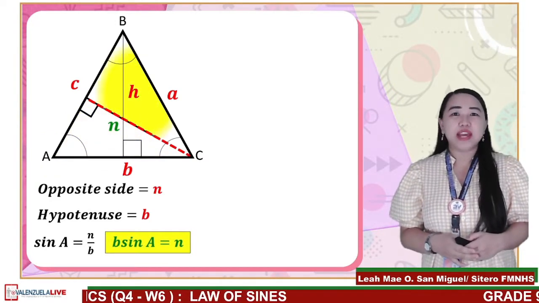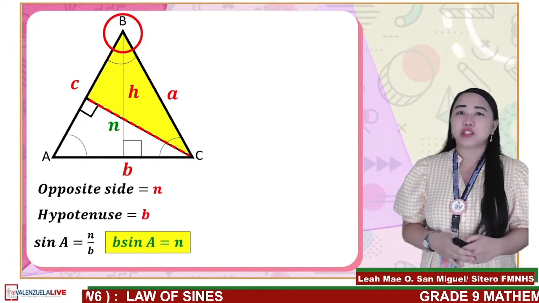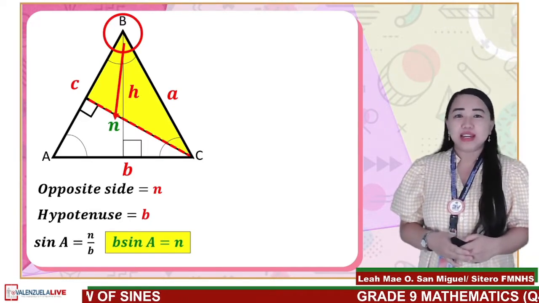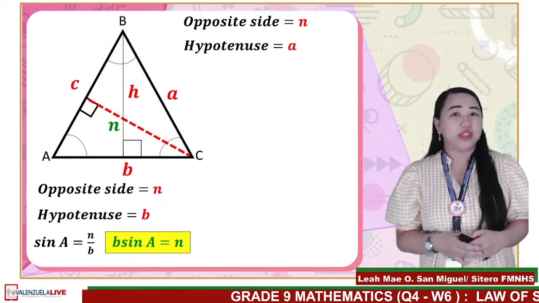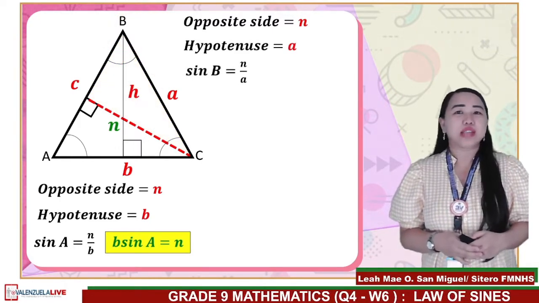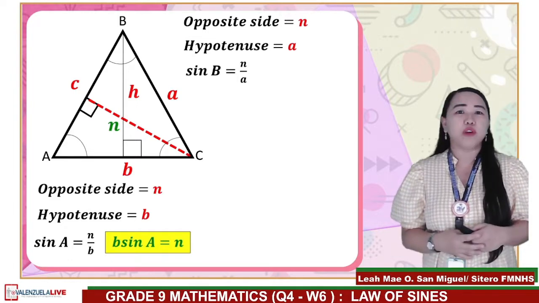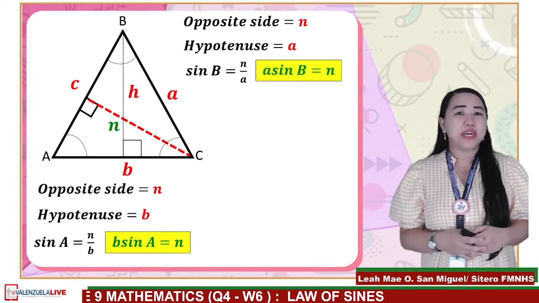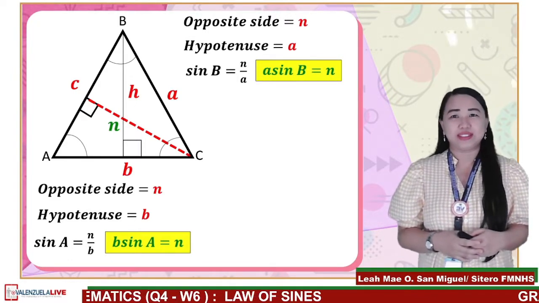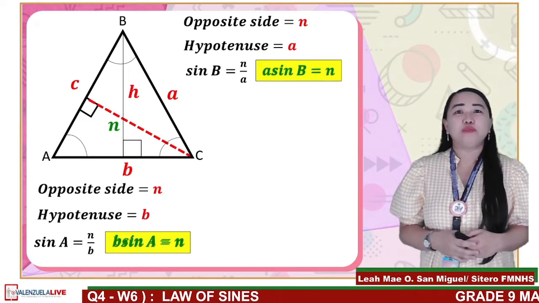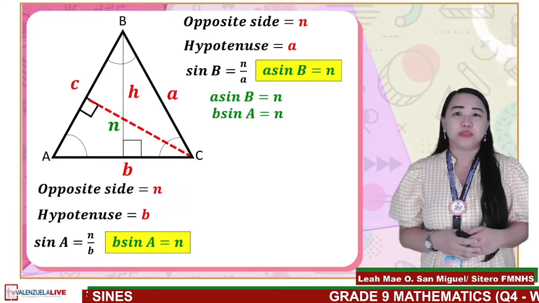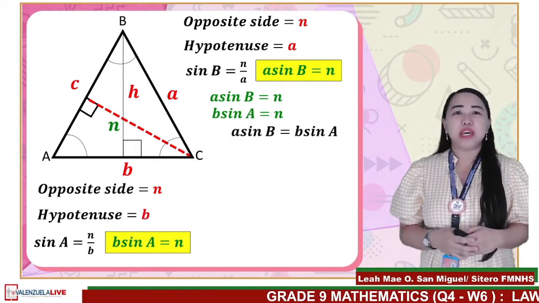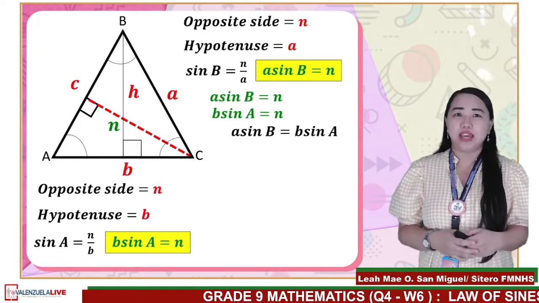And for this triangle, using angle B as the reference angle, N is the opposite side and A is the hypotenuse. With this, we can say that sine B is equal to N over A, or A sine B is equal to N. So, we have these two equations formed and they are both equal to N. Thus, A sine B is equal to B sine A.